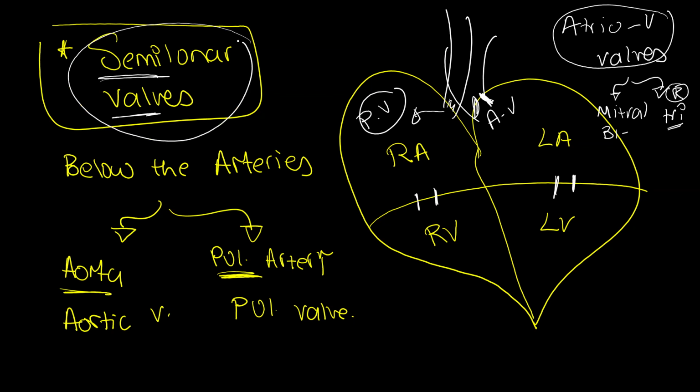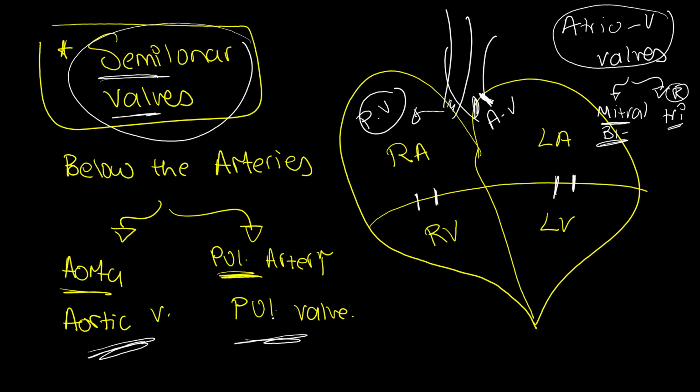And of course, this is not enough. You will say atrioventricular are the valves between the atria and the ventricles. The one on the left is the bicuspid or the mitral, and the one on the right is the tricuspid. And the semi-lunar, these are the valves below the arteries, one below the aorta known as the aortic valve, and one below the pulmonary artery known as the pulmonary valve.